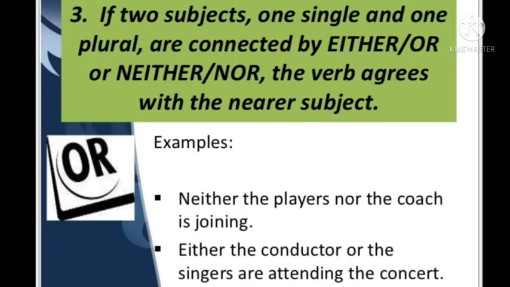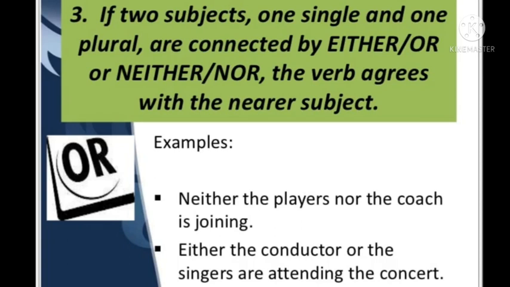If two subjects, one singular and one plural, are connected by either or neither nor, the verb agrees with the nearest subject. You know that either or and neither nor, these are the conjunctions. So, if a sentence is being made using these conjunctions and if the sentence has two subjects, one is singular and one is plural, the verb usually agrees with the nearest subject. Means the verb usually agrees with the closer subject. You can see the example here.